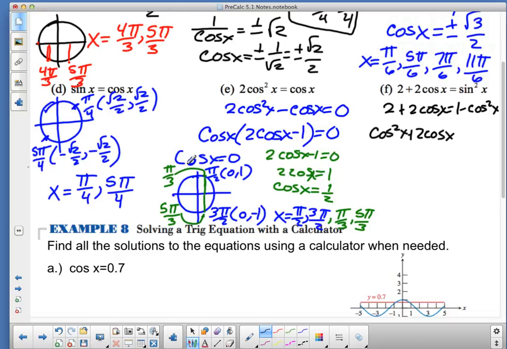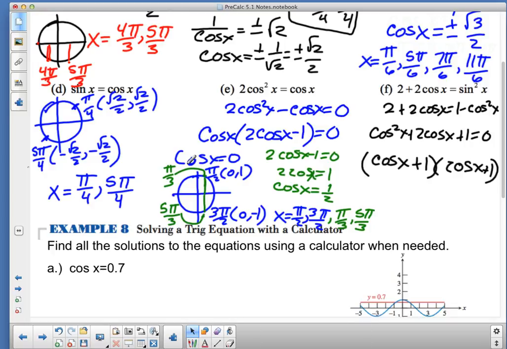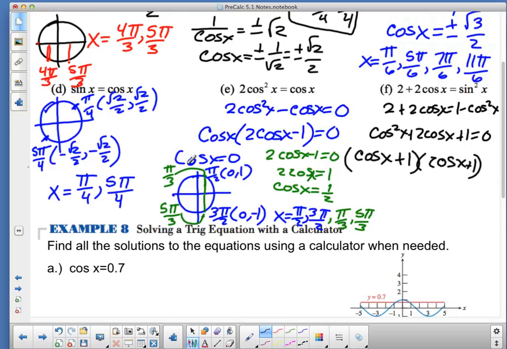And I'm going to subtract a 1, so negative 1 and 2, and so it's going to be plus 1 equals 0. Well, this is a perfect square. So I've got cosine x plus 1 times cosine x plus 1 equals 0. And I'm just going to move that over a little bit so I can get my equal 0 in there. And that's going to be cosine squared x and 2 cosine x and 1. So I'm just double checking with FOIL.